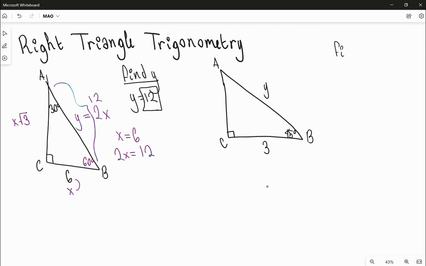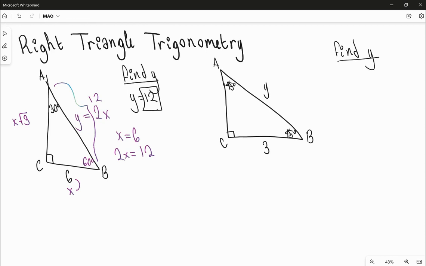So find Y. Well, we know that if this is 45 degrees, then our A is also 45 degrees, and that's a special right triangle, given that that's what we're learning right now. So it's a 45, 45, 90 triangle.